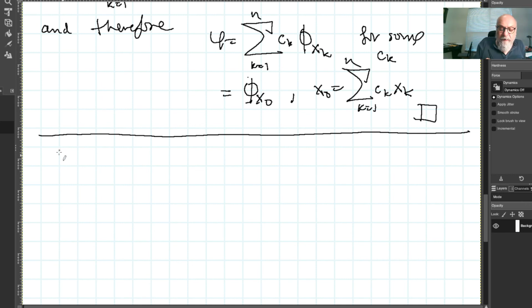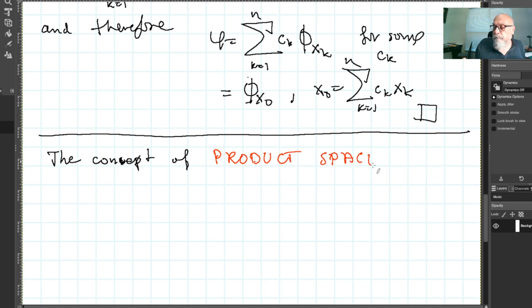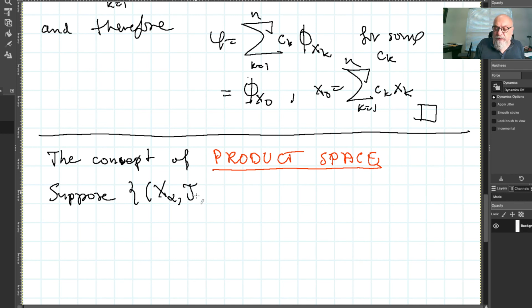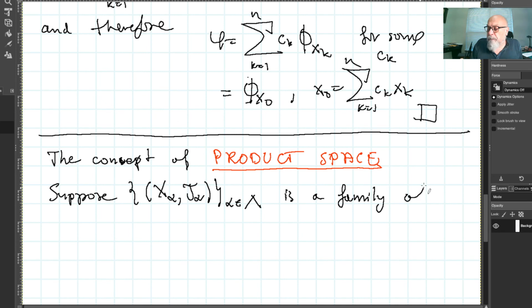So let me recall the concept of product space. The product space is related to the following notion. Suppose I have a family of topological spaces, X_alpha with topology tau_alpha, so that means we have a set, and it is a family indexed by a certain set of indices. So alpha belongs to lambda, suppose it is a family of topological spaces.